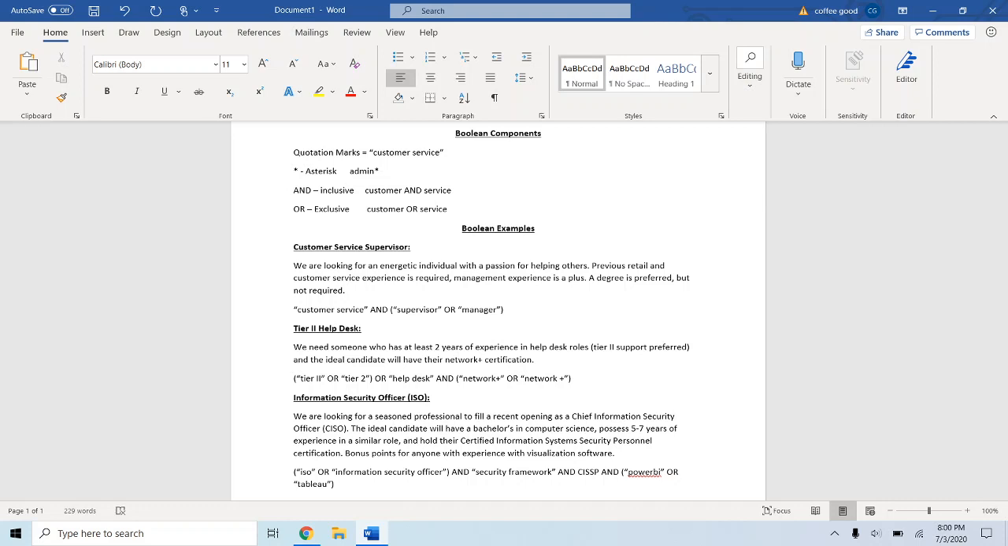Then let's just say we want to have a degree. We can list the degree here in quotes. You would have to put and if you wanted that degree. But again, often there'll be a checkbox in the search tool you're using. So this Boolean will require both of these terms, meaning we're going to find someone with customer service and management.